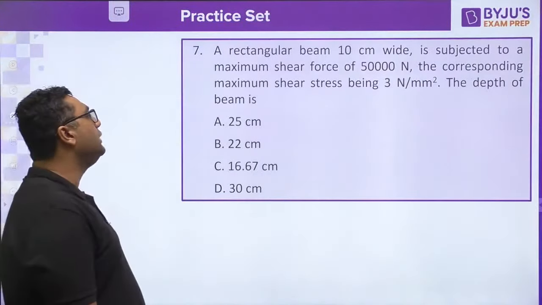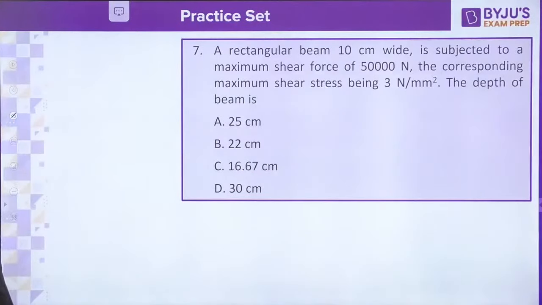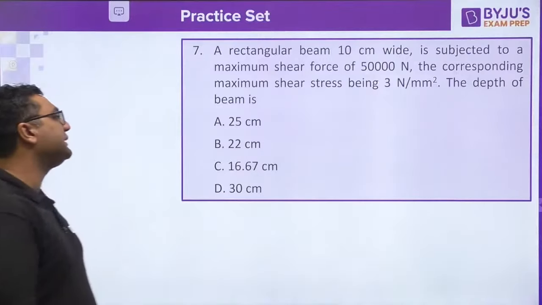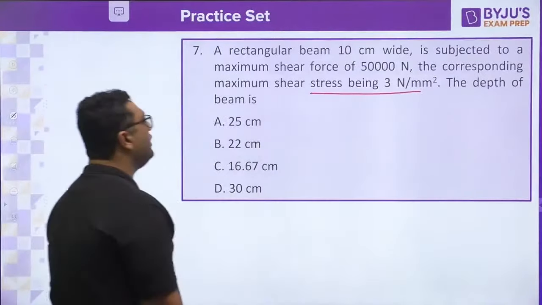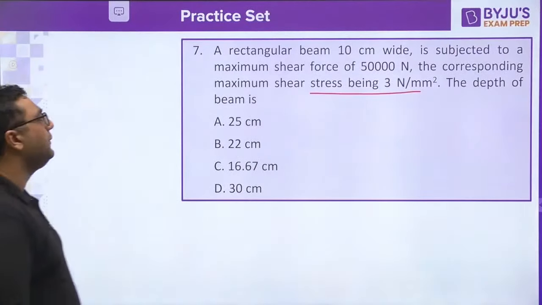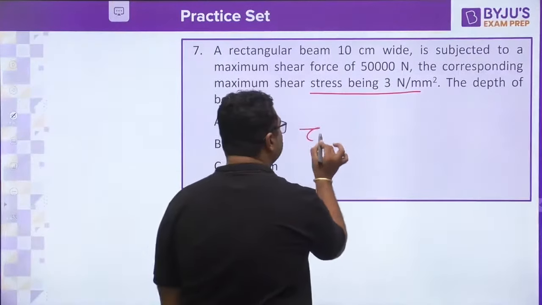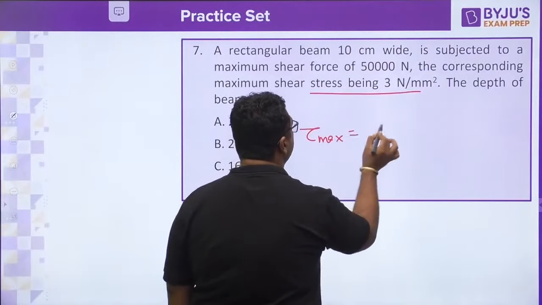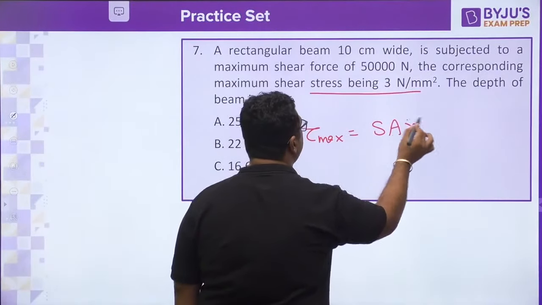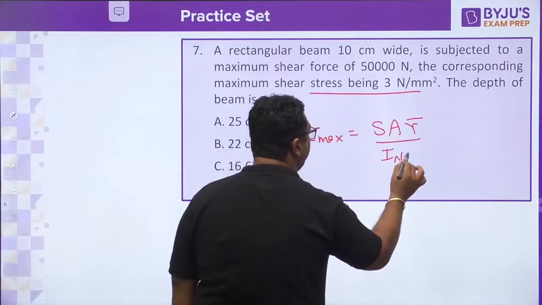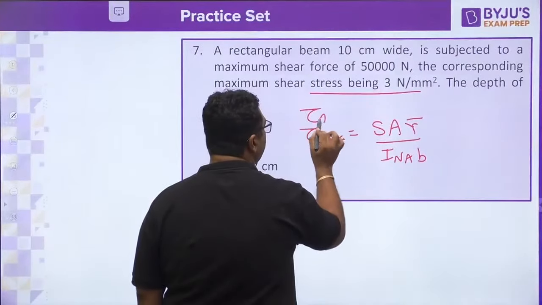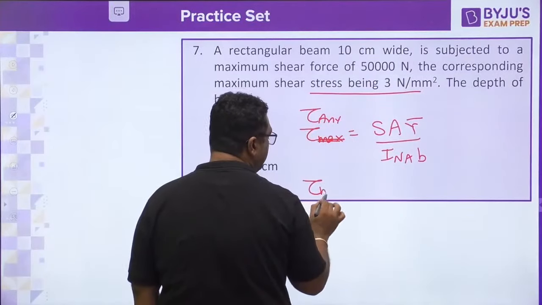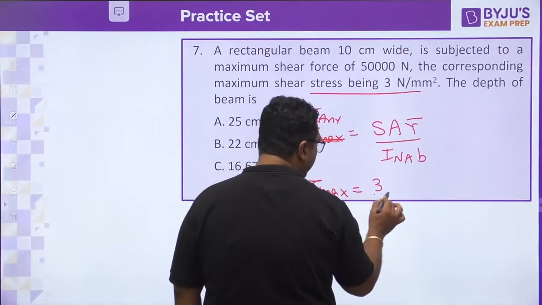Next is: a rectangular beam 10 cm wide is subjected to a maximum shear force of 50,000 Newton. The corresponding maximum shear stress being 3 Newton per mm square. You need to find out the depth of the beam. So you know that tau maximum can be written as SAY bar upon INAB. But that kind of data is not given. This is not tau maximum, this is tau at any fiber.